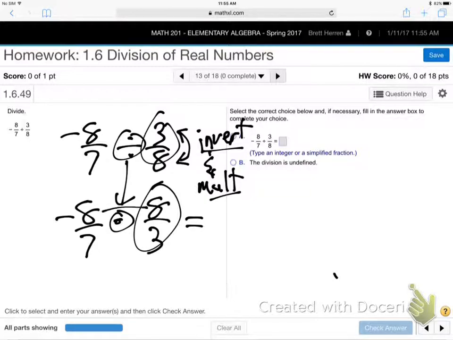So I just go 8 times 8, 64. Can't forget the negative. 7 times 3, 21. We're done. Just go straight. Good on that. So dividing, flip the fraction on the right, change to times. Invert and multiply. All right, let's see.